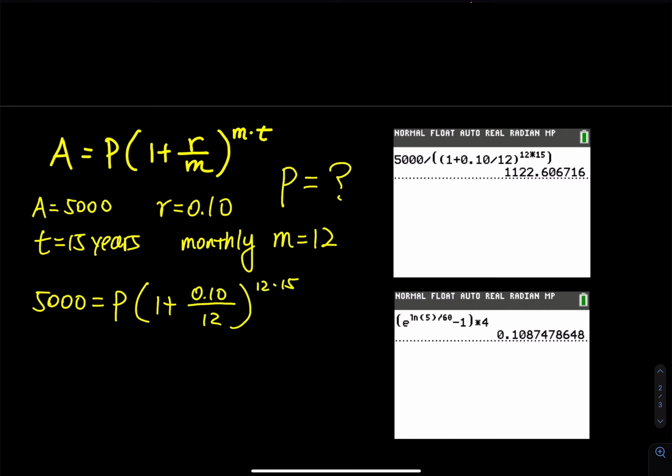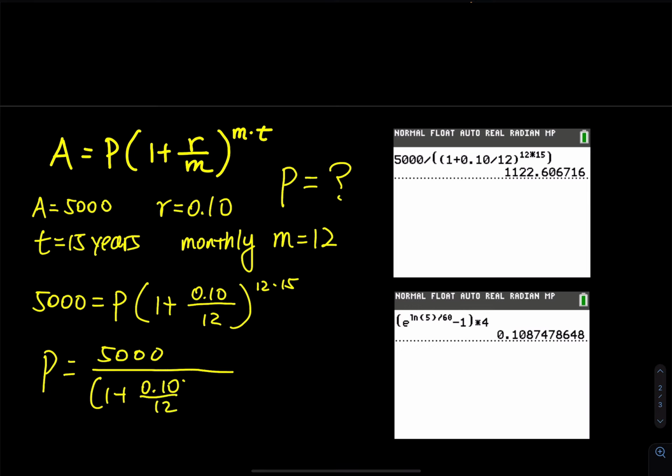And then as you can see, this piece is a real number. So all you have to do is take 5,000 divided by that. So P equals 5,000 divided by 1 plus interest rate, 10%, divided by 12, and then 12 times 15. I would like to do this in one line.